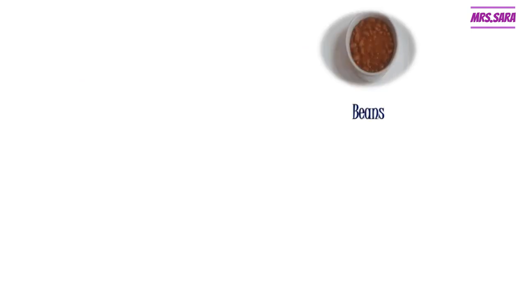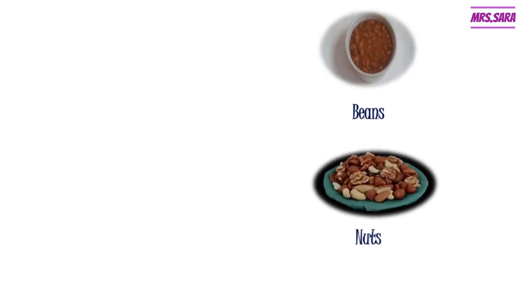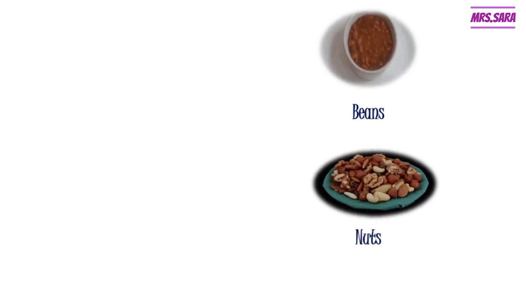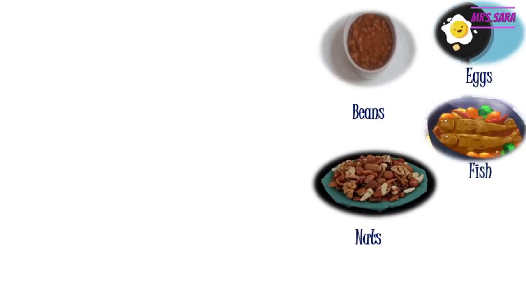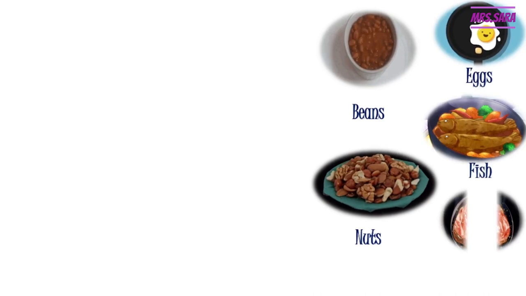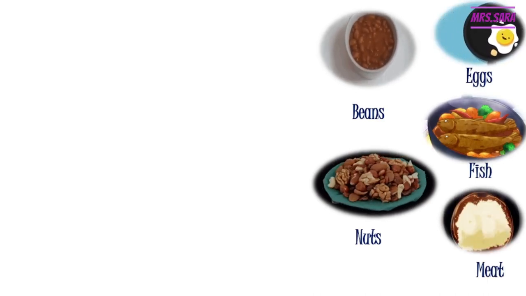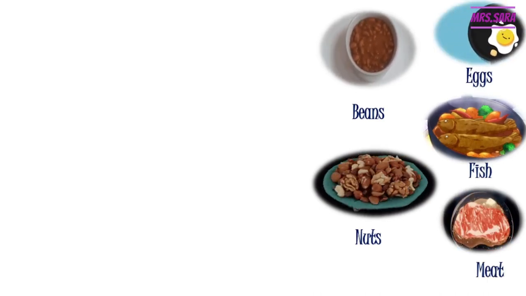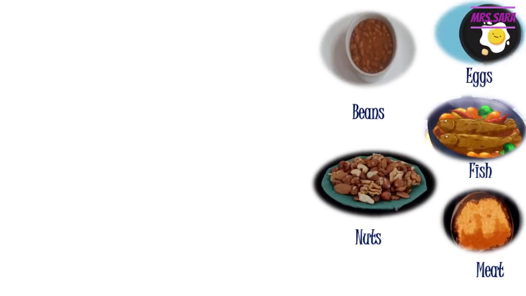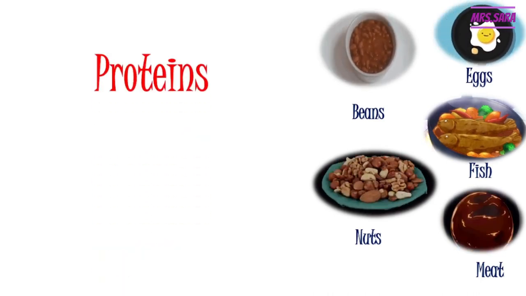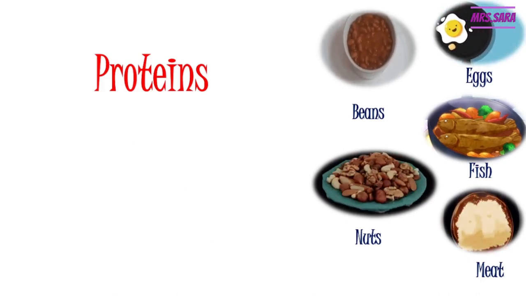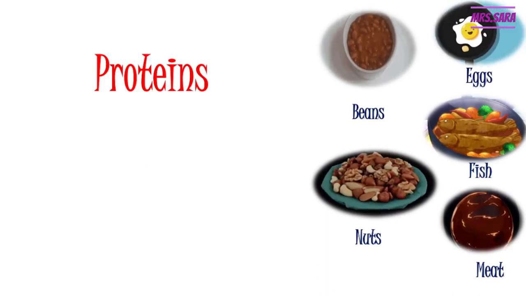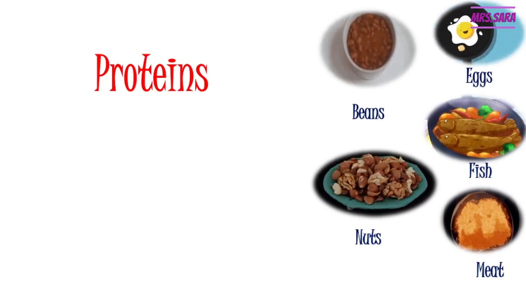Super. Our second group contains beans, super. Also nuts, super. And also eggs, super. And fish, super. Primary 2, clap for yourself. And the last one is meat, super. So when you see beans, nuts, eggs, fish, and meat, you will say this is a group of proteins. Group of proteins. So proteins include beans, nuts, eggs, fish, and meat.